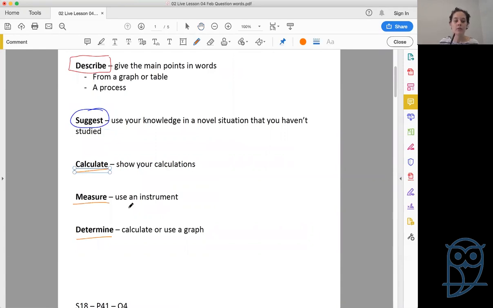If you are asked to measure something, you're going to be using some sort of instrument. As you're not doing a prac exam, the most likely instrument you're going to use is a ruler. So please make sure you can measure with a ruler properly. And if you're going to determine something, sometimes it means calculate, sometimes it means use a graph. So you're going to have to understand that word in the context of your question. So calculate, measure, determine. We're looking for a little bit more mathematics here.